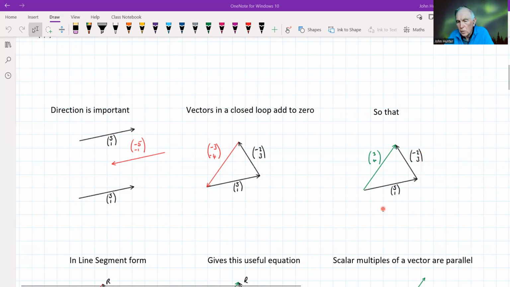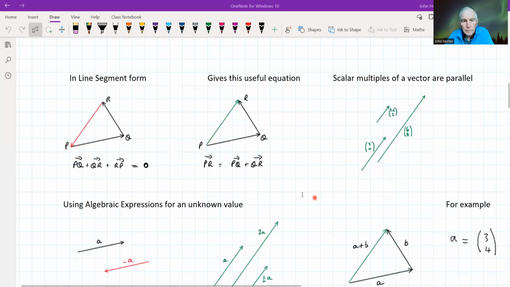This is quite interesting in vector geometry problems, because where we don't know the value of a vector, we can use some other route to get from our starting point to our end point. And if we know those, then it's going to give us the value of, in this case, the green one. Of course, there's just 2 involved here, but it might be more complicated than that.